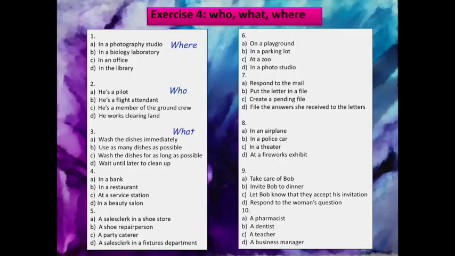So, your assignment for today is to finish the rest of the questions. Before you listen to the audio recording, you should look at the answers and try to decide if it is a who, what, or where question. Then, listen to the audio recording and listen for clues.